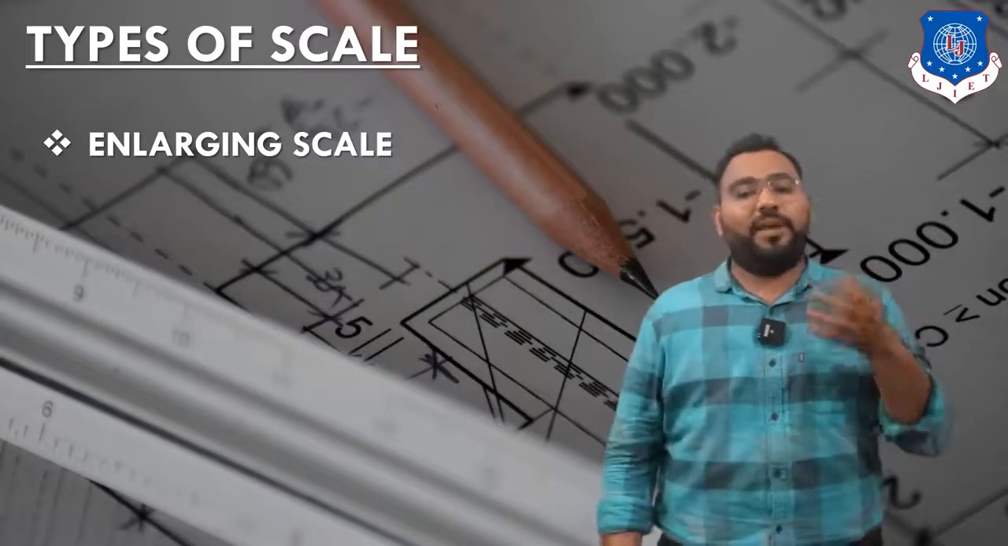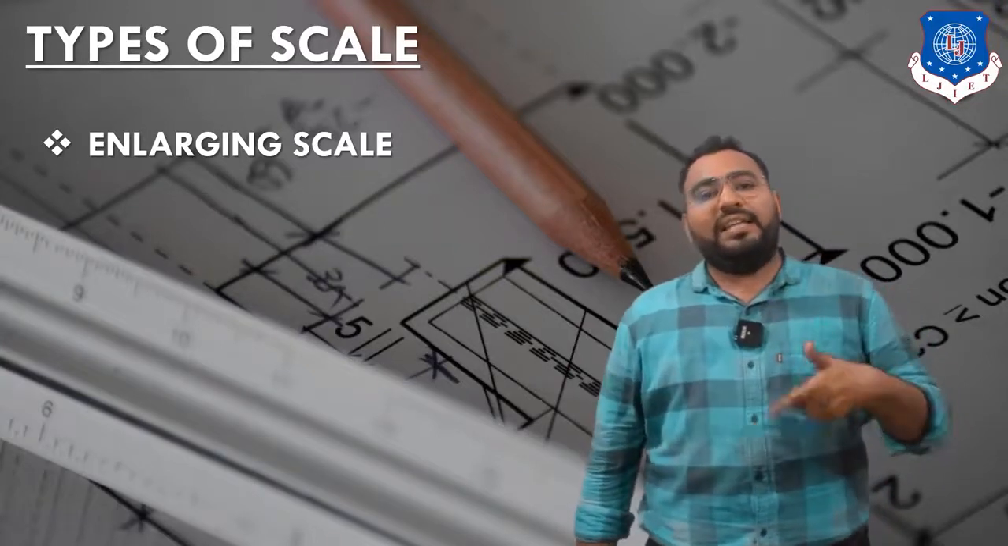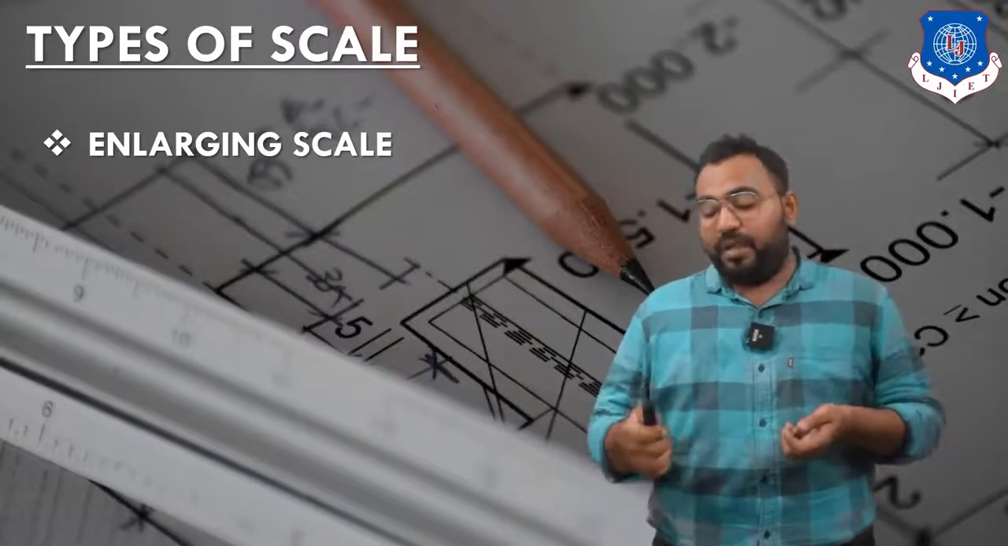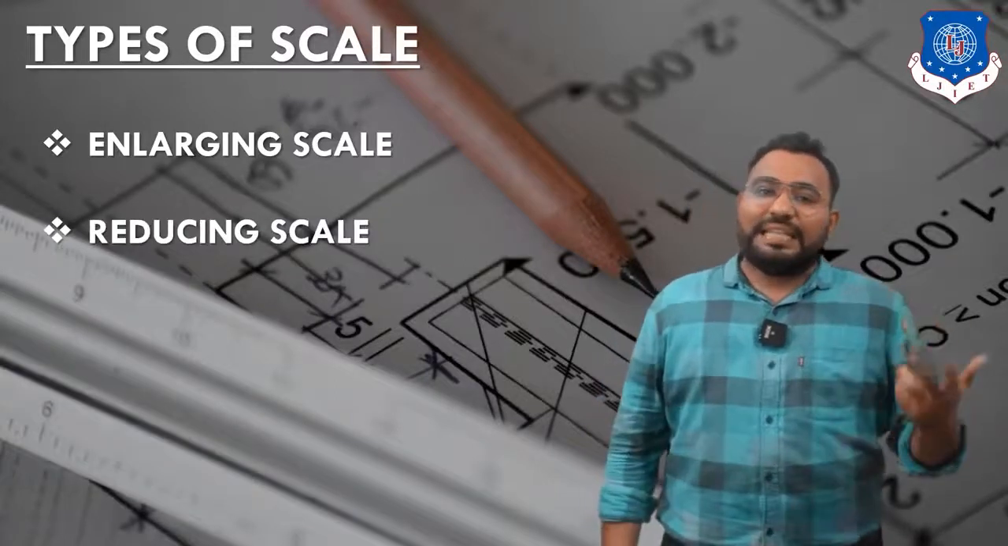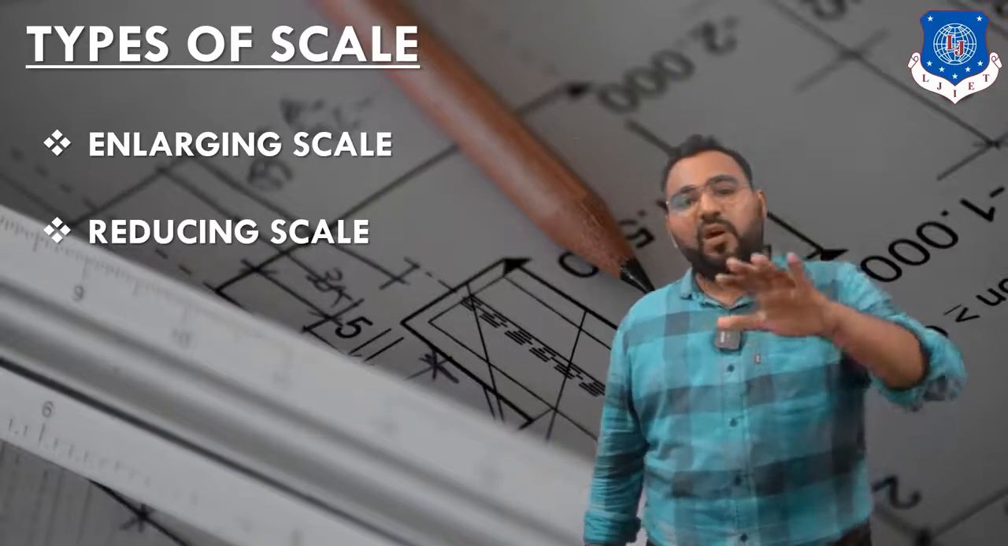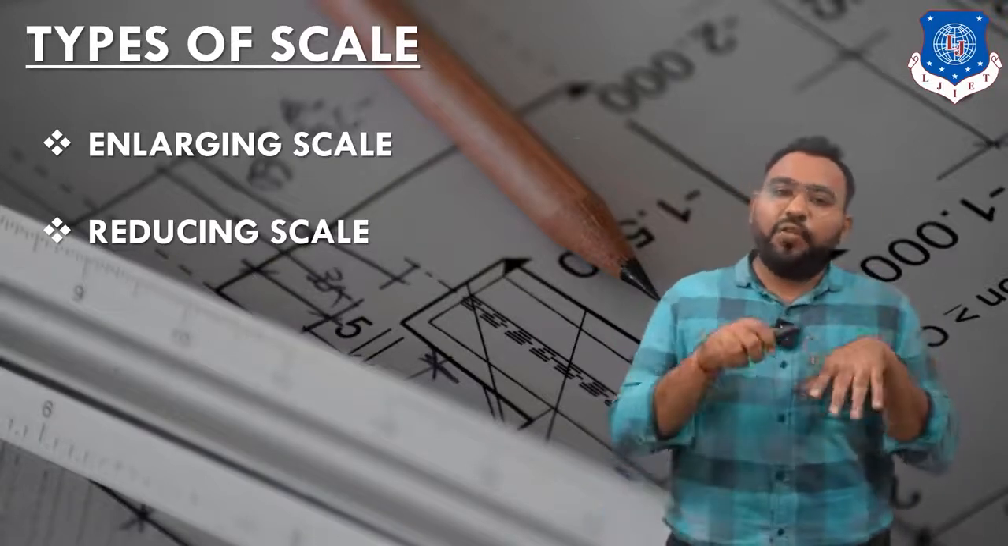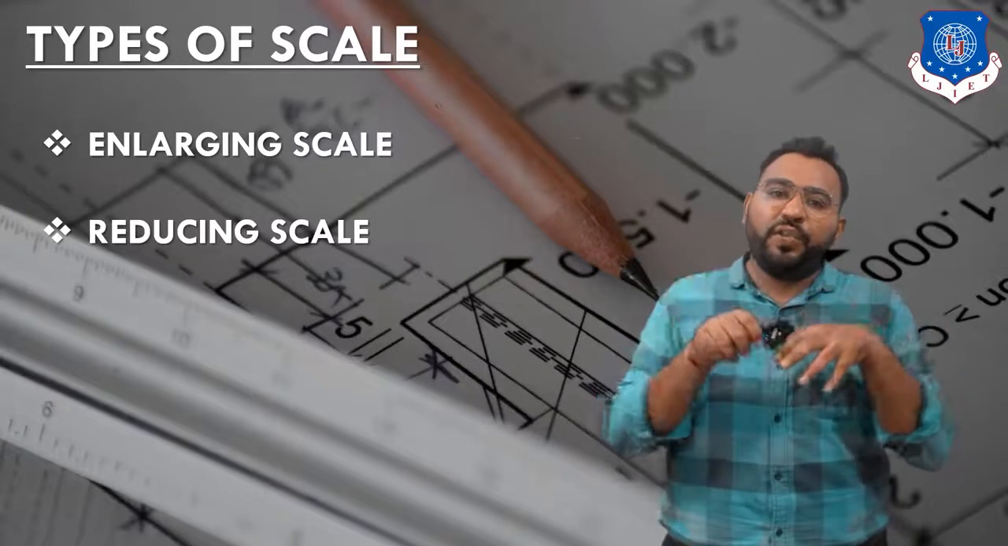And always remember, the value of enlarging scale is always greater than 1. Now second is reducing scale. So it is just the reverse of enlarging scale. So here what you are going to do, you are going to reduce the actual dimension.